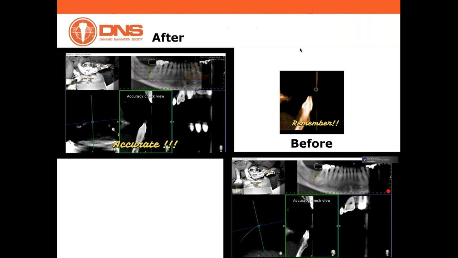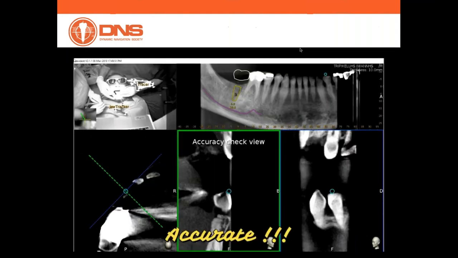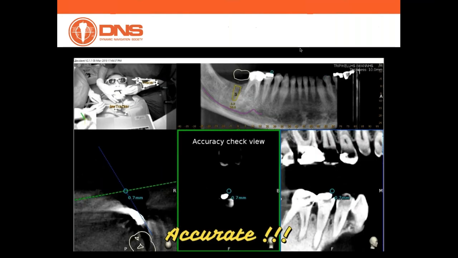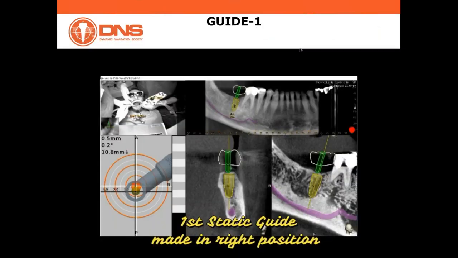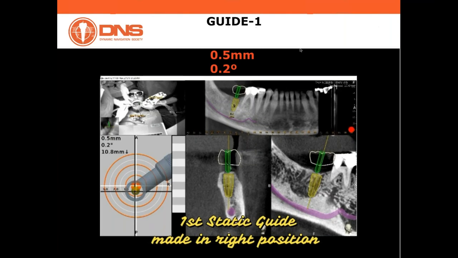After that, I checked again and again. Here we are on the second molar, the premolar, and here on the canine, and so on. By placing guide number one, the right guide, we get this picture. The picture shows that we are okay. We have a slight deviation due to the sleeve being a little bit loose and my hand movement, about 0.5 millimeters and 0.2 degrees of angle. So I just put this here to compare.